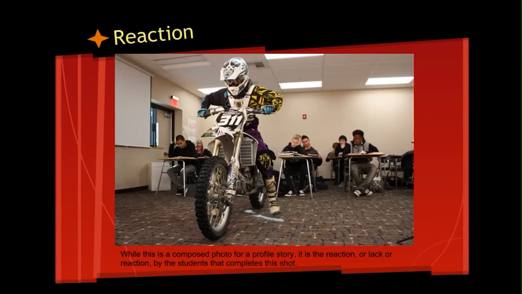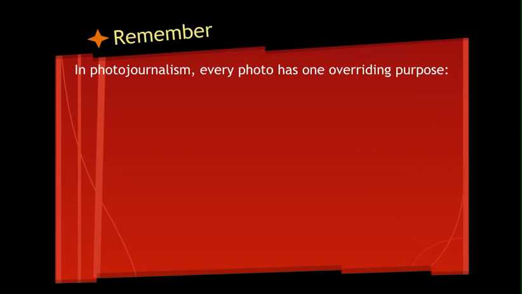And while this is a composed photo for a profile story, it is still the reaction or the lack of the reaction in the students in the back that completes this shot. While they seemingly go on with their ordinary, dull life in a classroom, right in the middle of it sits a young man on a dirt bike ready to race. So the composition behind this to help tell the story of the profile of the young man wanted this juxtaposition or this comparison of reactions.